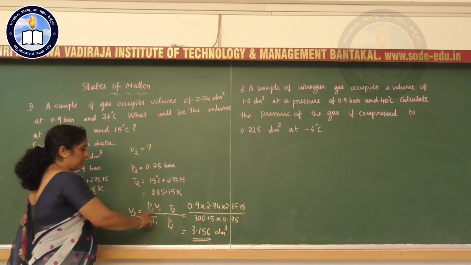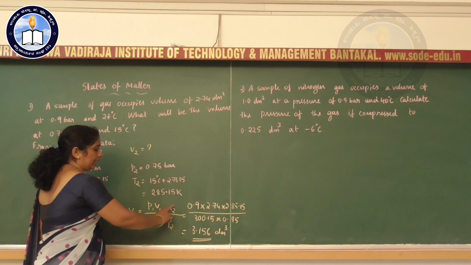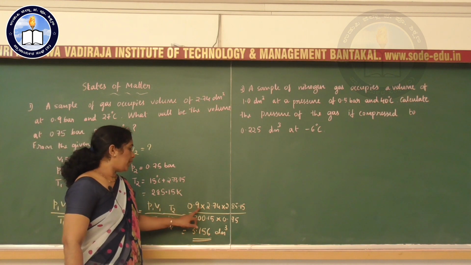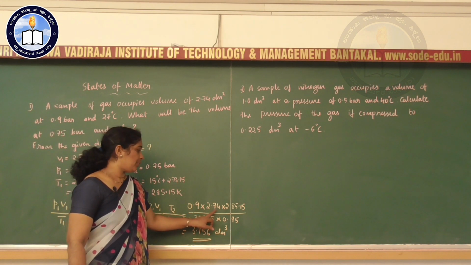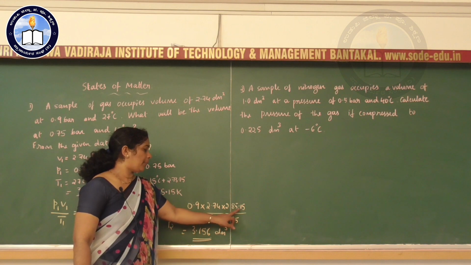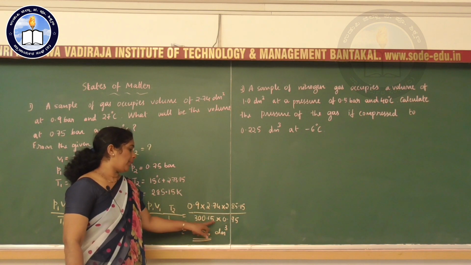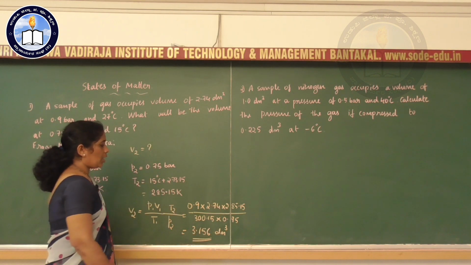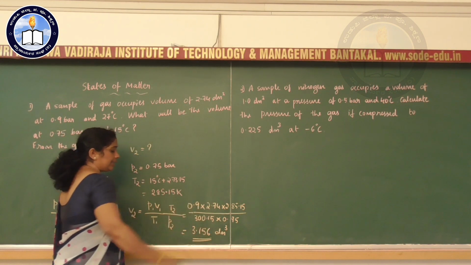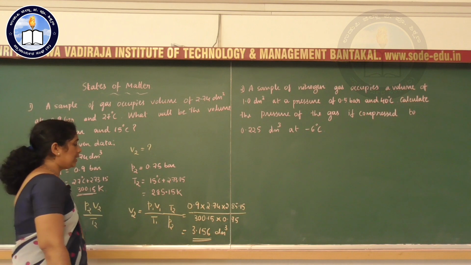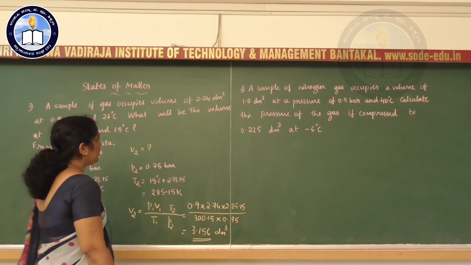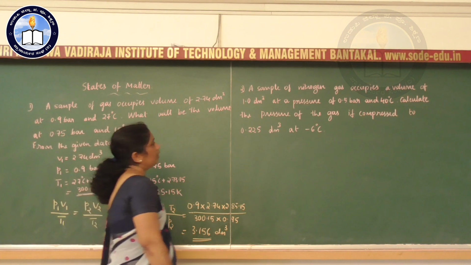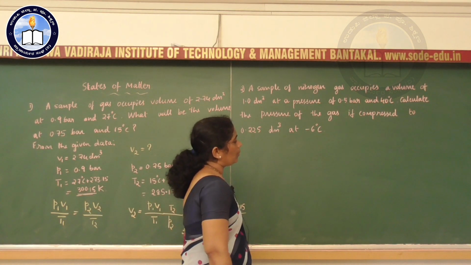So V2 is equal to P1 V1 by T1 into T2 by P2. On substitution, 0.98 into 2.74, into 285.15 divided by 300.15, into 0.75. On simplification, we will get 3.156 decimeter cube. It is the volume at stage 2. Similarly, let's solve one more problem.